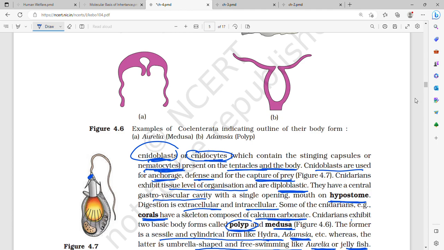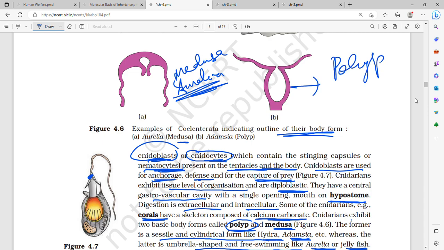Examples of Coelenterata indicating outline of their body form. This is a medusa, example Aurelia. And this is polyp. In Obelia, both happen, metagenesis takes place. Polyp, example Adamsia.